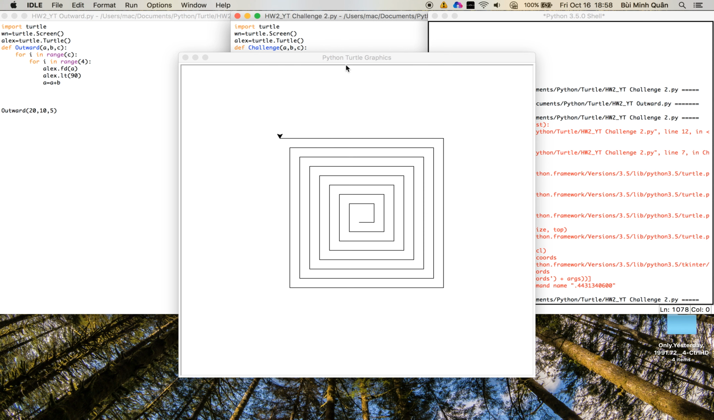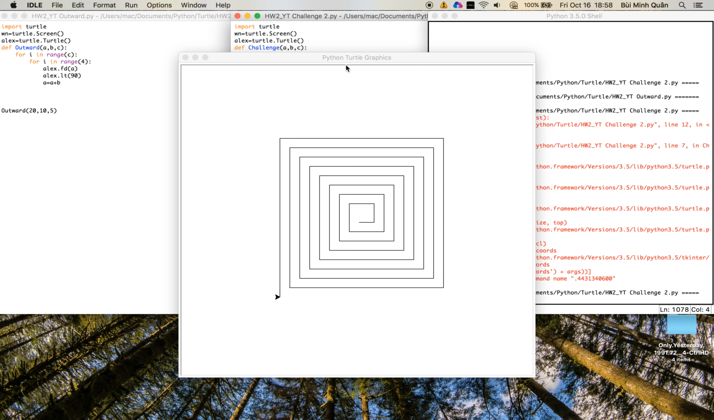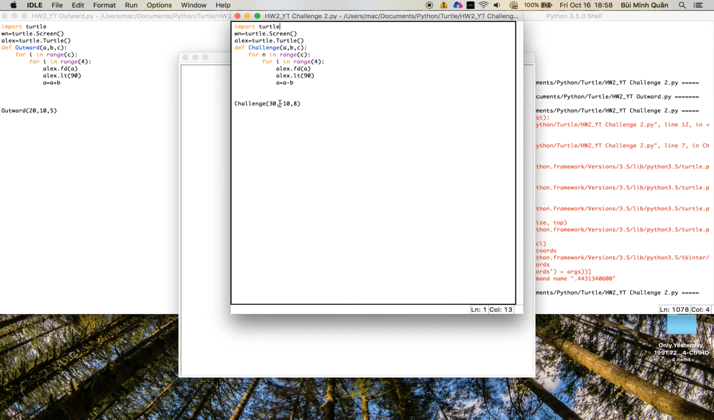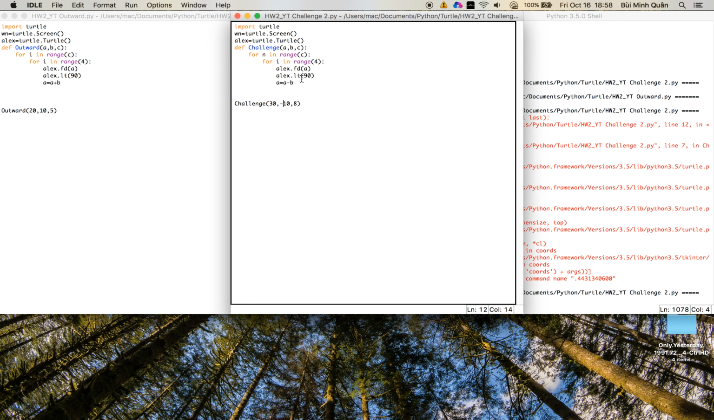It's drawing the outward spiral, but it stopped right here, so it does not draw an inward spiral again. So if we change the positive into the negative length in the challenge Python file, it will destroy this homework. Definitely, because if we put minus B, it becomes A equals A plus B, so it will become the outward. Okay, so I put it back.